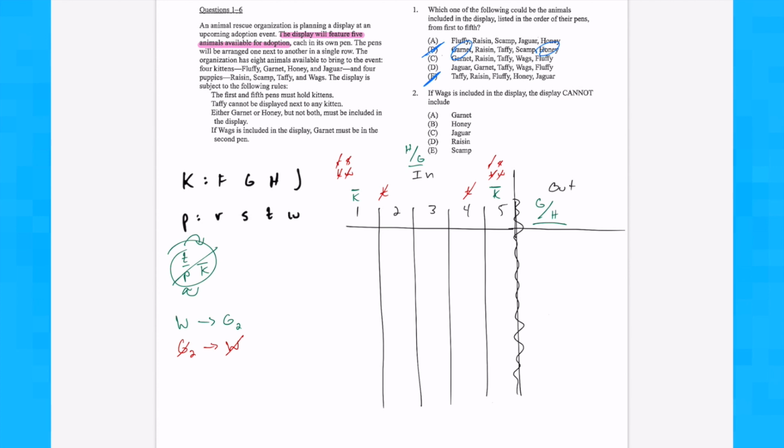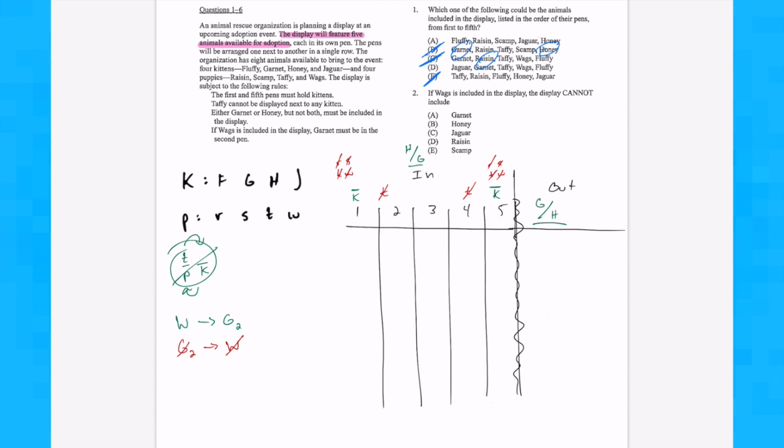If W is in, so Wags is in on C and D, G is supposed to go second. C is a problem. We've got Raisin going second instead. What else can we say? I feel like we must be missing something. First and fifth pens hold kittens. That is true right now for both A and D.